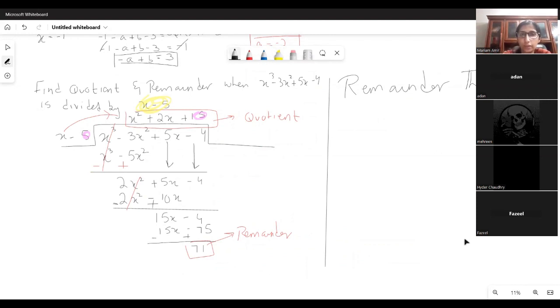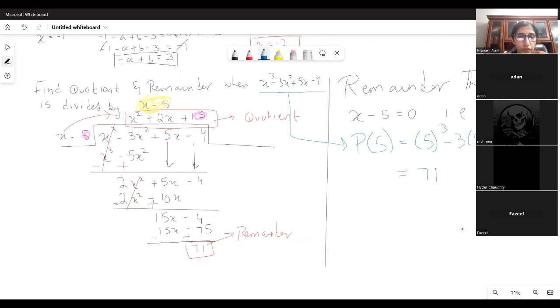Now what you'll do, you'll equate it to 0. X minus 5 equals to 0. That is x equals 5. Now what you'll do, you'll substitute this x equals to 5 in this polynomial. So you're finding P5. So what is P5? 5 cube minus 3 times 5 square plus 5 times 5 minus 4. And this should give you the remainder directly, which should be 71.